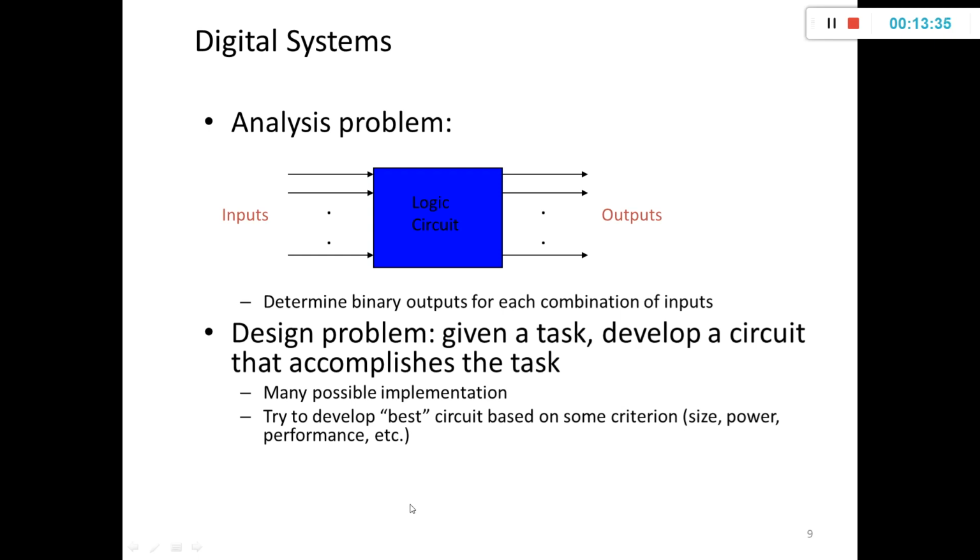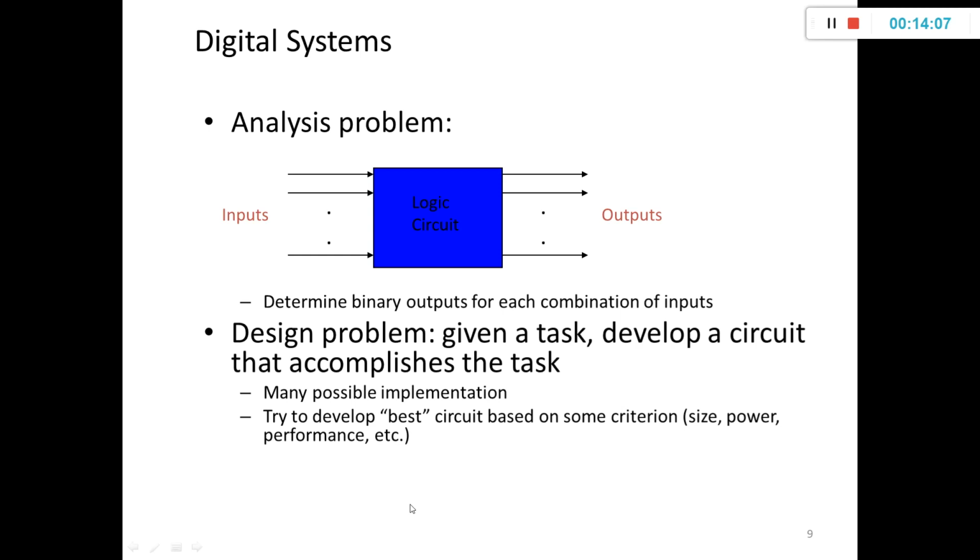Given a problem statement, there may be many implementations, isn't it? There may be n number of ways to solve a problem. You can choose any one of the solutions to implement the task given. Try to develop the best circuit based on some criteria. So what is the best criteria? I had told you, right? The title of the course is digital circuit design. What you do is try to design a circuit on your own.